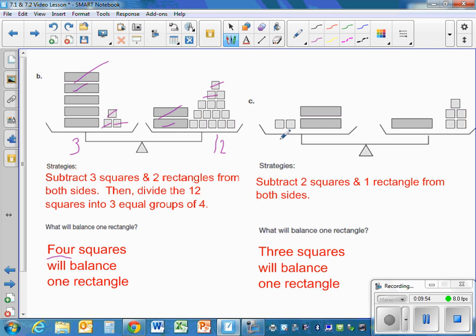Same thing on this side, we need to subtract off some stuff. Here we can cancel out 2 little squares on both sides, and we can subtract off one rectangle from both sides. And then all you have left is 3 squares are equal to 1 rectangle.